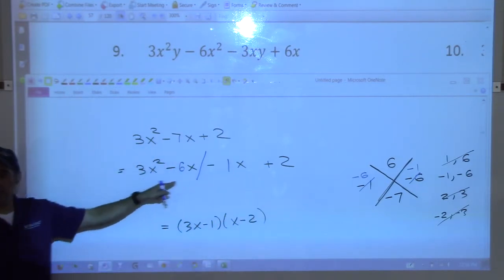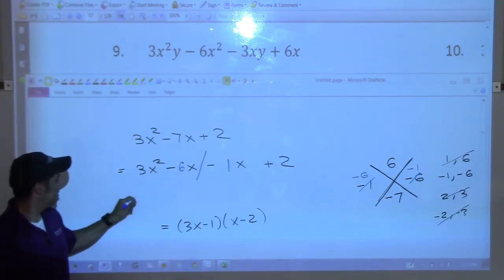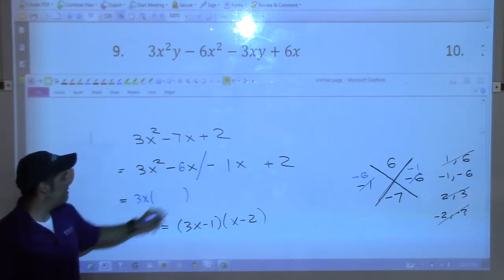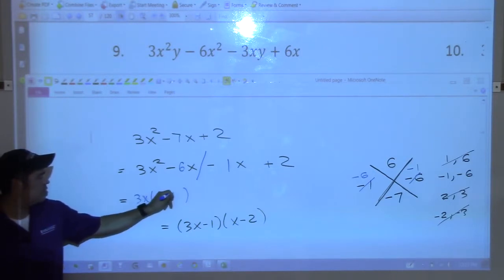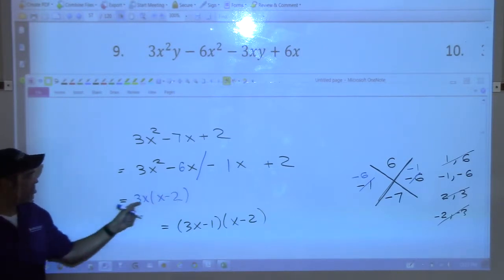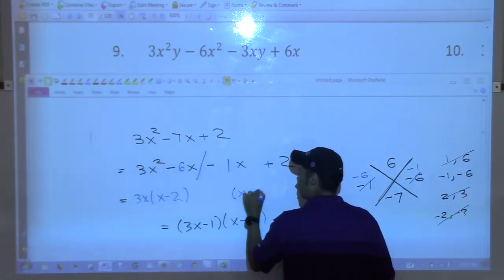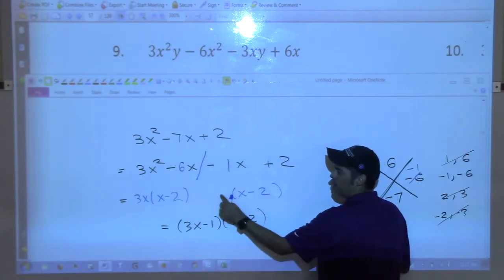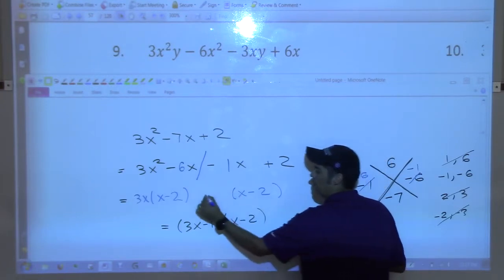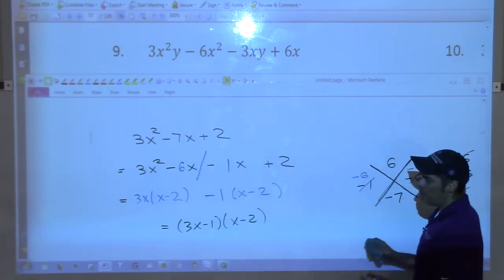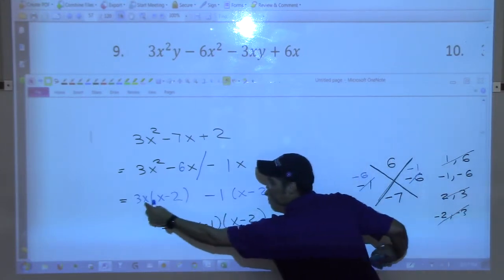So what would our GCF here be now? 3x, right? 3x would be here. So 3x here, what would be left inside? X minus 2, right? X minus 2 would be left if we pulled the 3x out here. And over here, we would need to make it match. So what would need to go out front to make this x turn into negative x and this minus 2 turn into positive 2? Minus 1. And then at that point, since these match, you would write down x minus 2, and then you would write down the 3x minus 1.